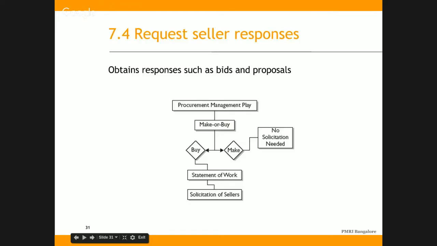Request seller responses. This is the workflow. We have these make or buy decisions done at the time of planning, and during execution, for those items which we have to buy, we make a statement of work, and then we get into solicitation of sellers, and you get this contract signed and stuff like that. But if it is a make decision, if you are making that internally, then no solicitation is required. You go and make it during the time of execution.